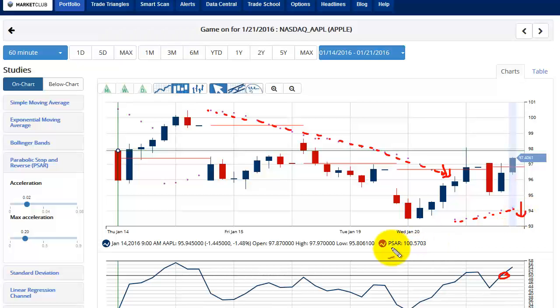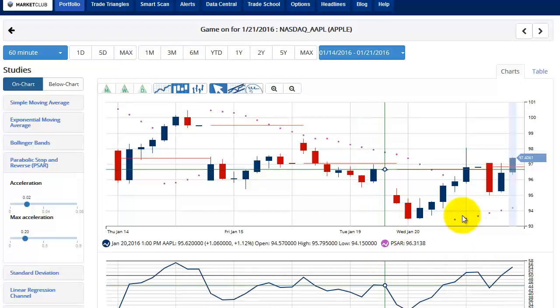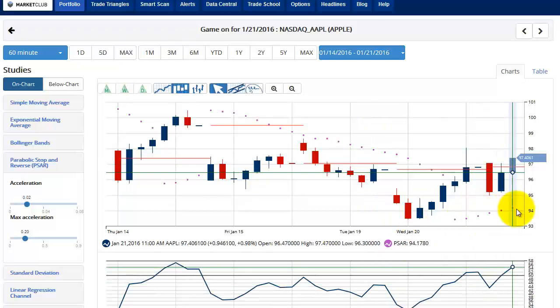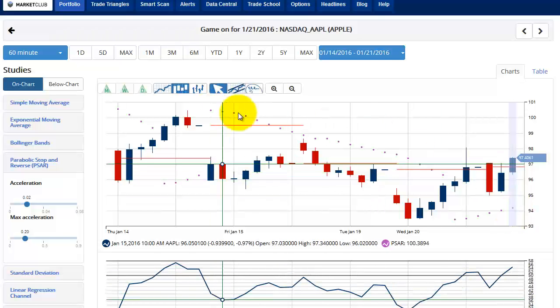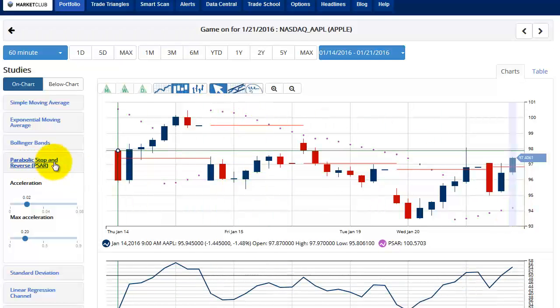And you can see the parabolic numbers here. As you move your cursor across the screen, I'll show you, just watch that one spot right here, and you can see how it changes. So I know exactly at 94.17, that's when the PSAR is going to stop in on the hourly charts, which means the trend would be going back down again for Apple. So again, you want to use the PSAR, which is the parabolic stop and reverse.